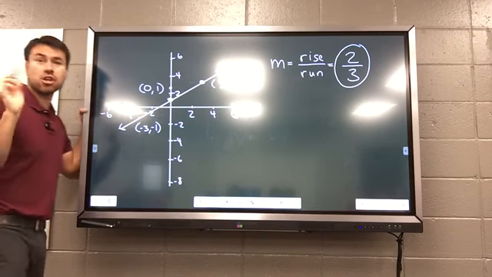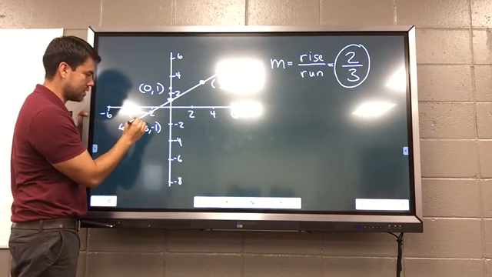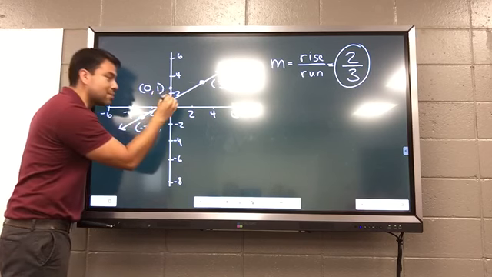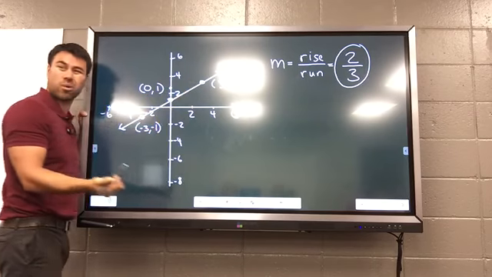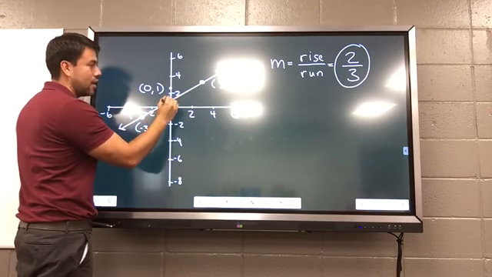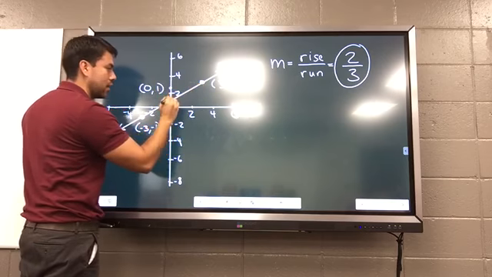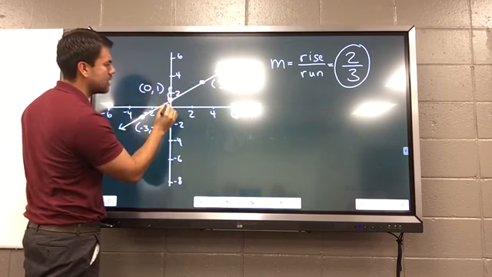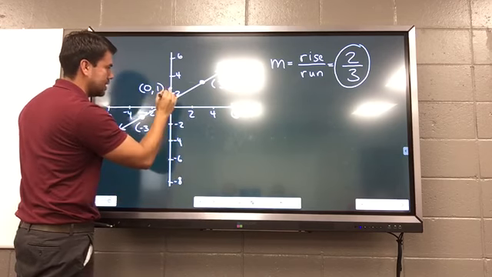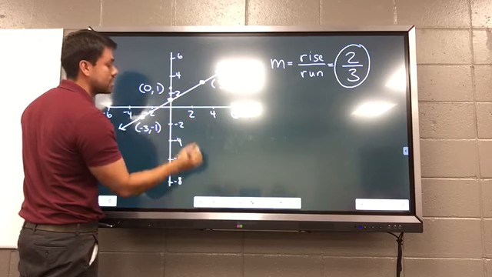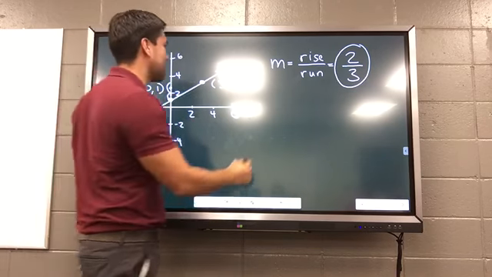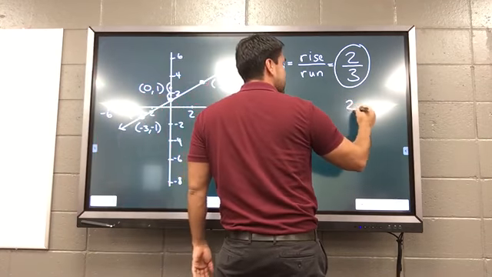Okay, how about this, John? We picked this one, right? I think it was this point, -3, 1, somewhere right here. But what if I pick this point and this point? Will it work? Okay, let me see here. How far did I go up to get to this point? 1, 2, 3. Was it 3? Oh, I see. No, I got it. 1, 2. Yeah, my drawing's not perfect. So what's my rise? 2.